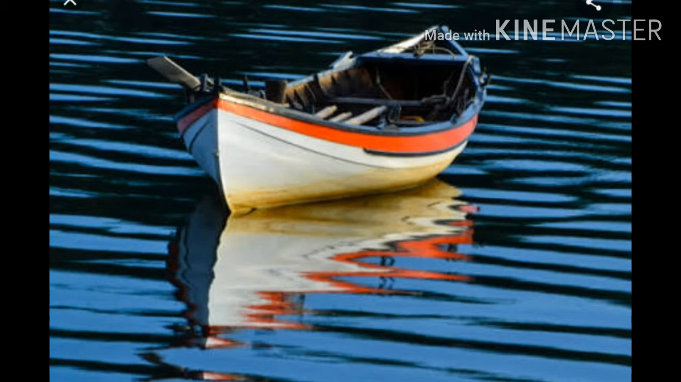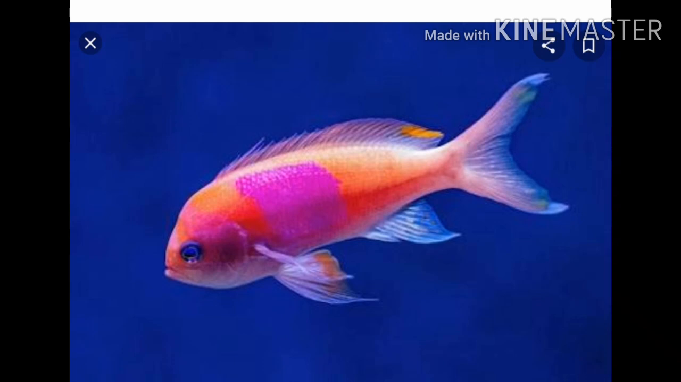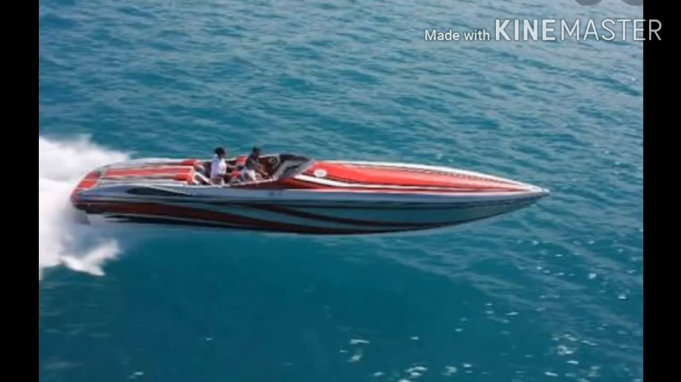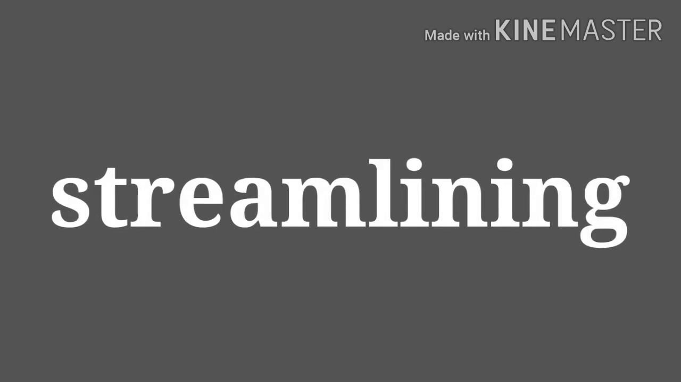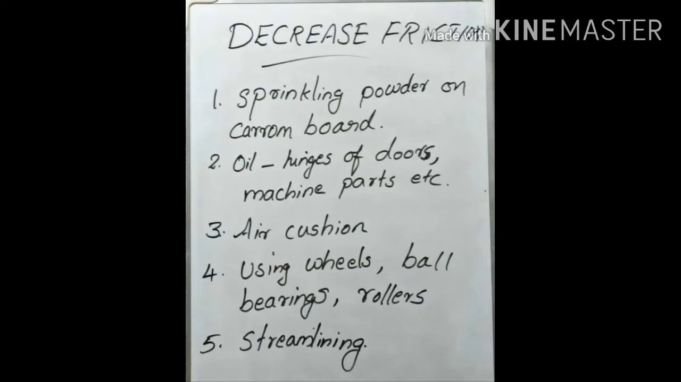Similarly, if you compare the shapes of boats, ships, etc. to that of fishes, there are a lot of similarities. Fishes can easily swim through water. So the shapes of these vehicles are modeled on the shapes of fishes so that fluid friction can be reduced and they can move freely through water. So streamlining is a method of shaping the vehicles used in fluids to reduce fluid friction. So these are some of the methods used to decrease friction.